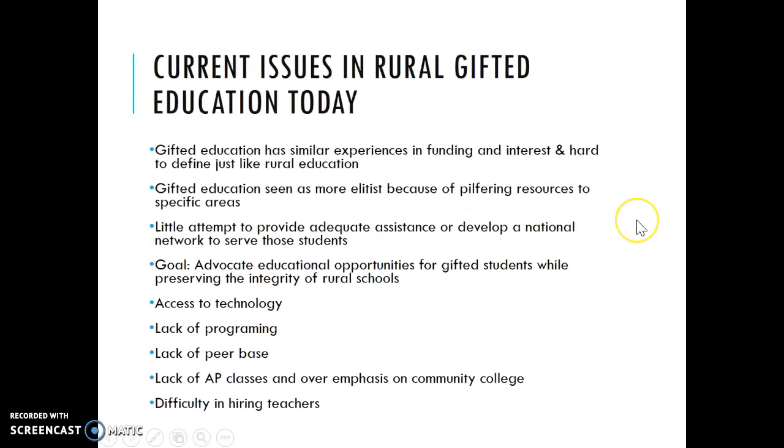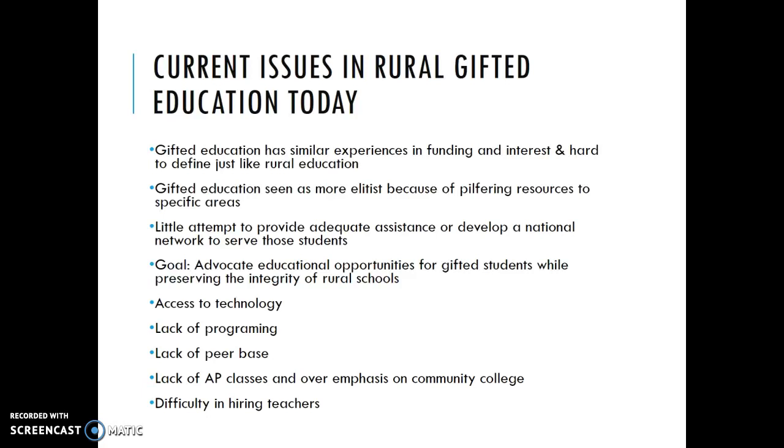Some current issues. So now we're going into rural gifted education specifically. There's a huge lack of knowledge and funding when it comes to gifted education. So we see that gifted education has similar experiences in funding, interest, and being hard to define, just like rural education. Gifted education is seen as more elitist because of pilfering resources to specific areas. It talks about that a lot, about how in this small town, gifted education is seen as better than everyone else, and that gives off a bad feeling.